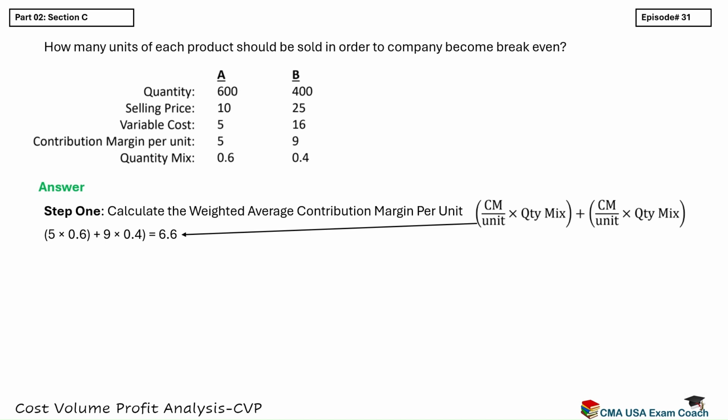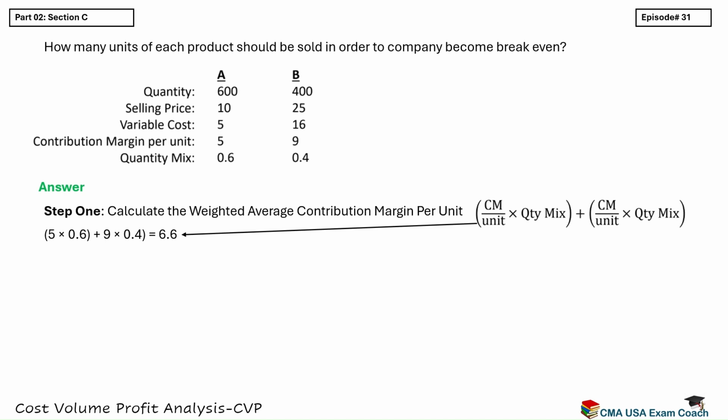Now let's do the math. 5 multiplied by 0.6 equals 3. 9 multiplied by 0.4 equals 3.6. Now add them together. 3 plus 3.6 equals 6.6. So, the weighted average contribution margin per unit is $6.6.